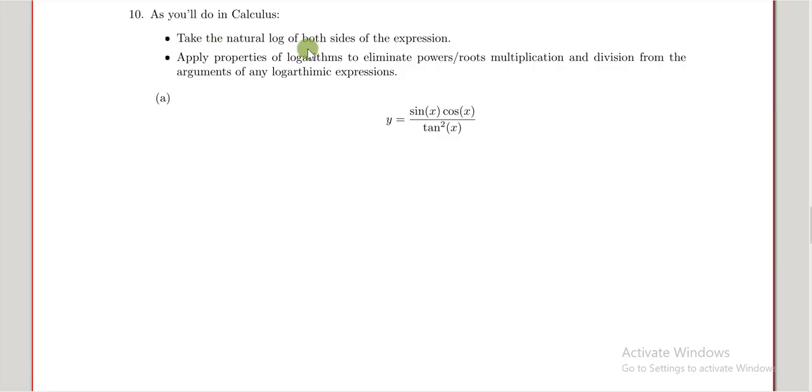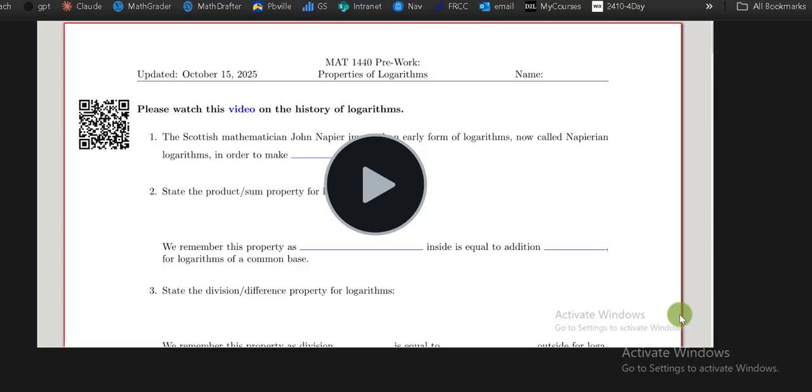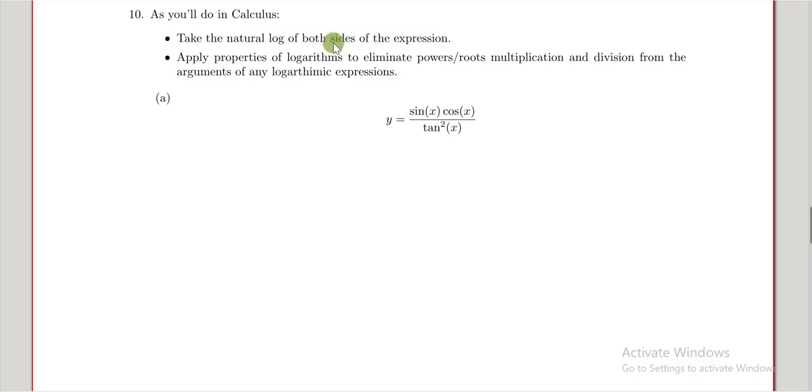So as you do in calculus, what we're going to do is I'm going to give you an equation, and then we're going to take the natural log of both sides of that expression and then apply properties of logarithms to eliminate powers, roots, multiplication, and division from the expression. So this is tough, but let's go ahead and work it together. So I'm going to take this expression here and I'm going to take the natural log of both sides of this expression. And this might be our very first time doing this, and that's why we're practicing it. So I'm going to take the natural log of each side of this expression.